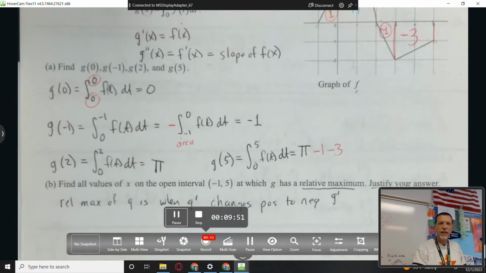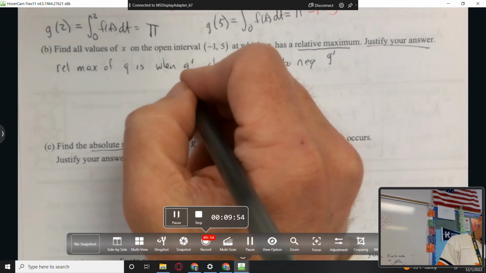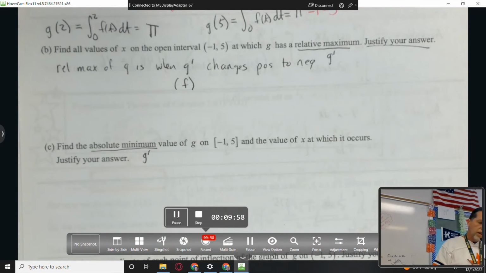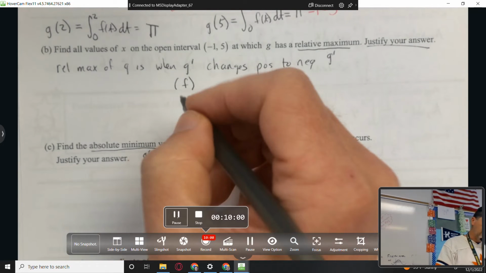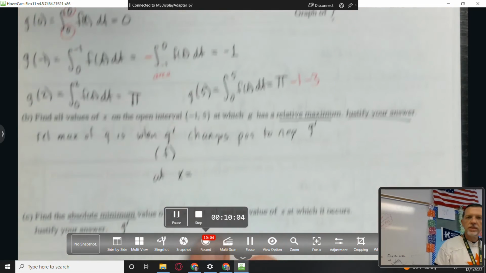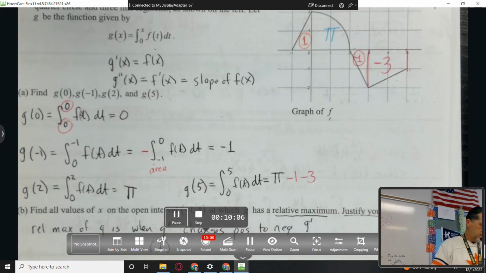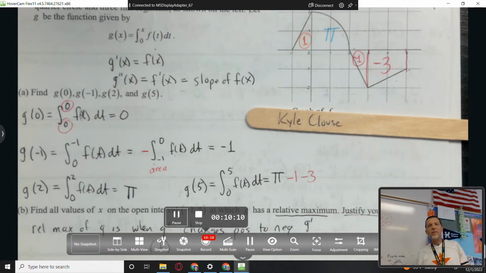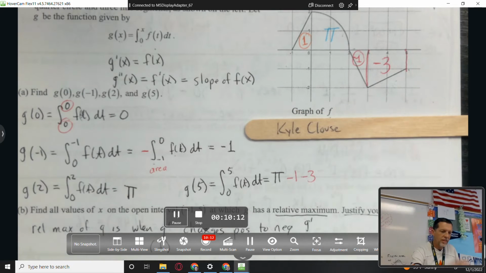We already did that. G prime is equal to f. So that's the same thing. So when f changes positive to negative, at x equals... So Kyle, looking at the graph, where does f change from positive to negative? At 2. Good.